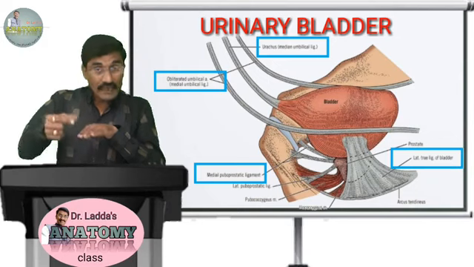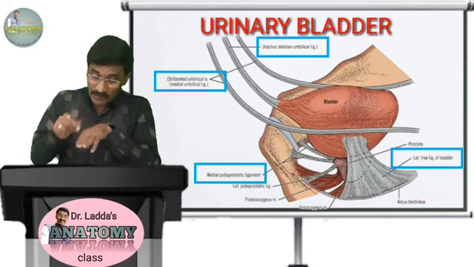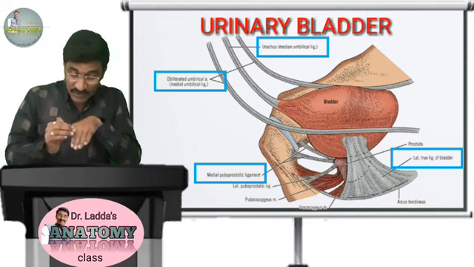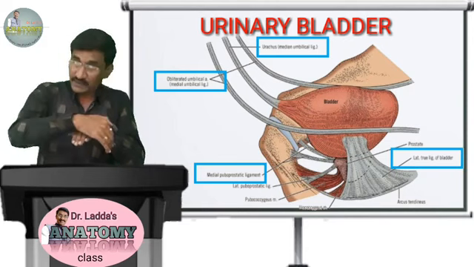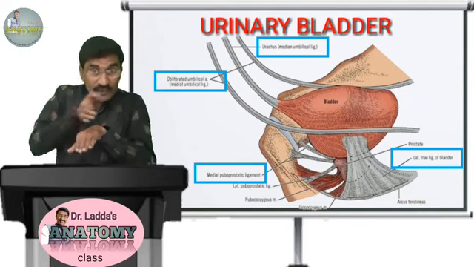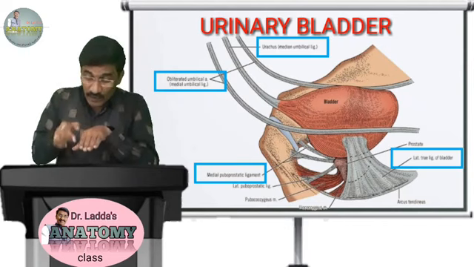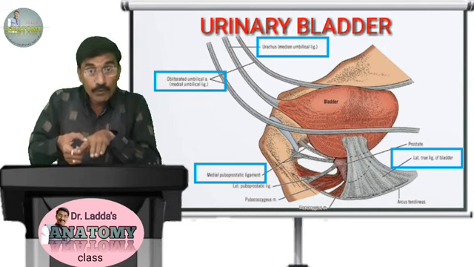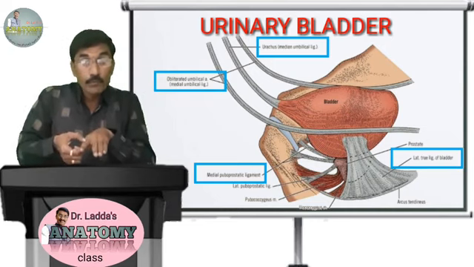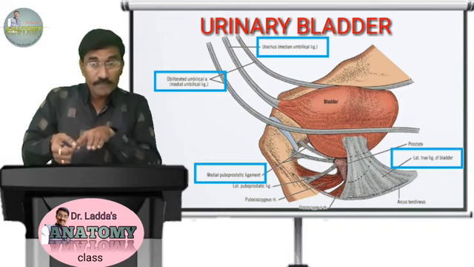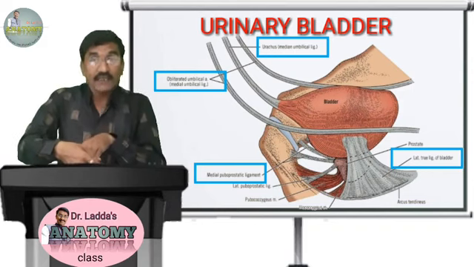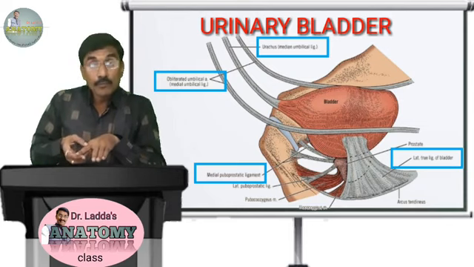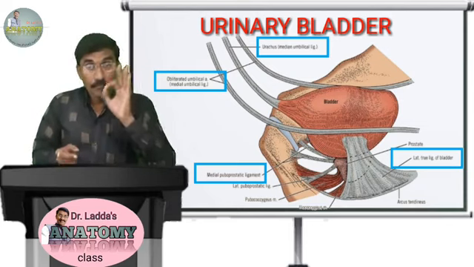Pubovesical. Lateral puboprostatic. Lateral means suppose I am holding this. Now this is the median plane. The structure which is away from the median plane, that is lateral. We talked about lateral true ligaments. There are 2. Now this one, it is lateral pubovesical ligament in female and lateral puboprostatic ligament in male.